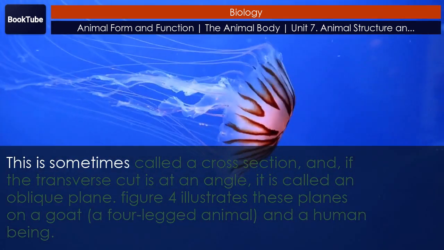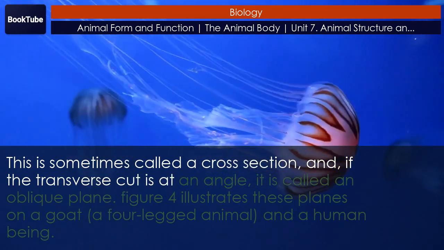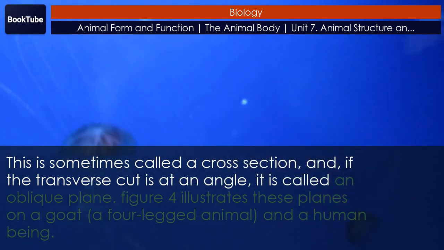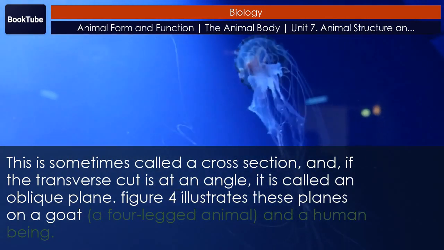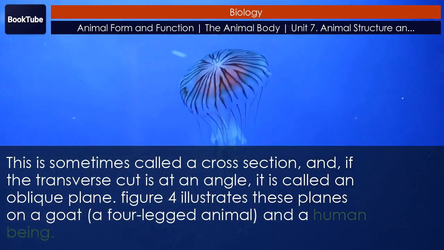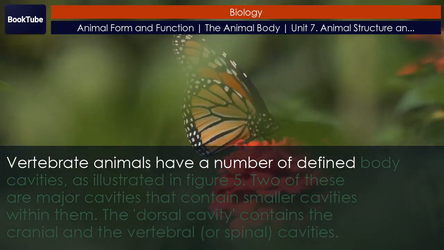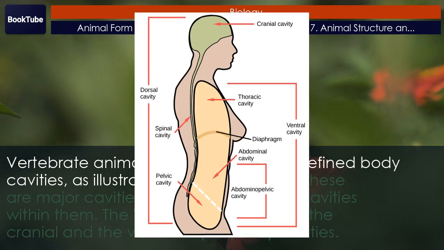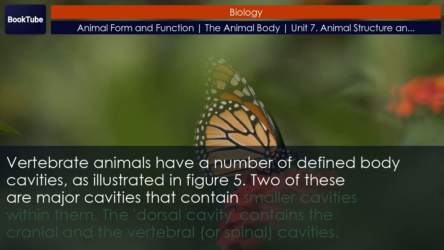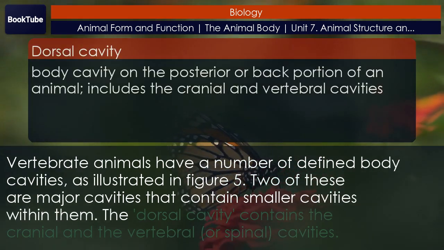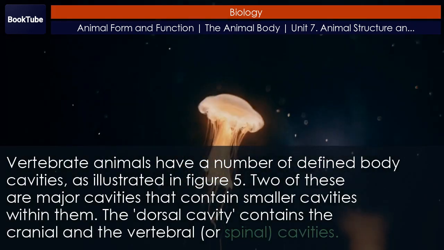This is sometimes called a cross-section. And, if the transverse cut is at an angle, it is called an oblique plane. Figure 4 illustrates these planes on a goat, a four-legged animal, and a human being. Vertebrate animals have a number of defined body cavities, as illustrated in Figure 5. Two of these are major cavities that contain smaller cavities within them. The dorsal cavity contains the cranial and the vertebral, or spinal, cavities.